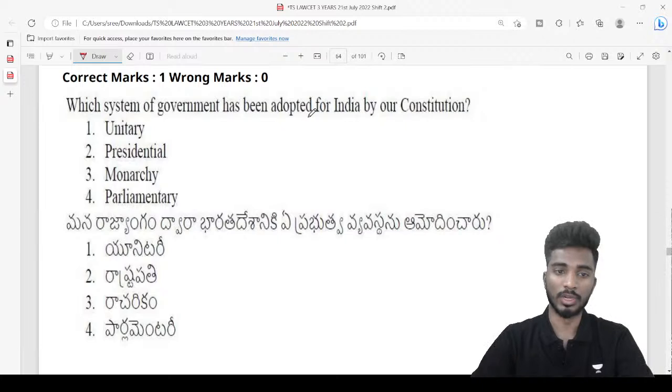Which system of government has been adopted for India by our constitution?